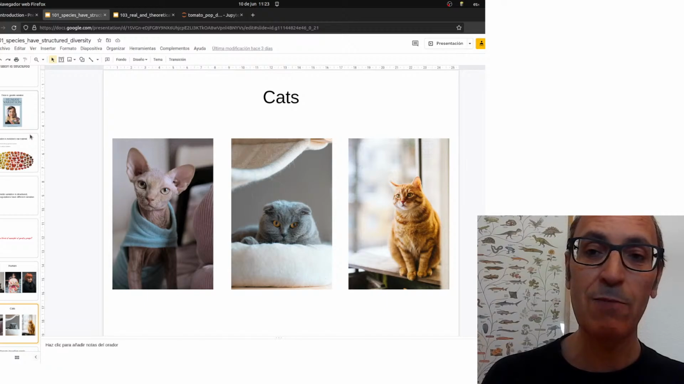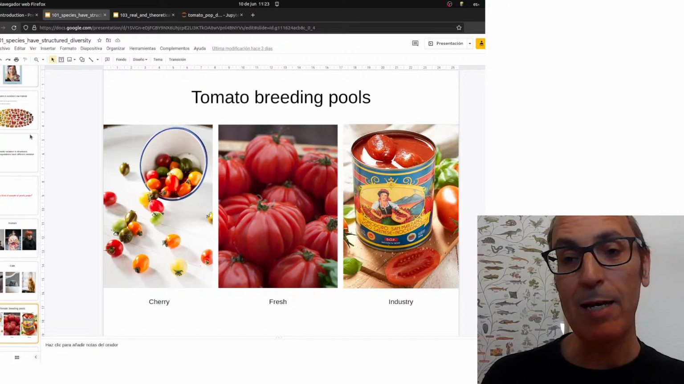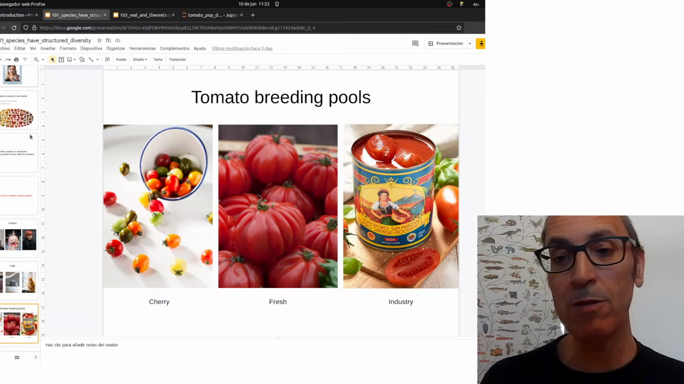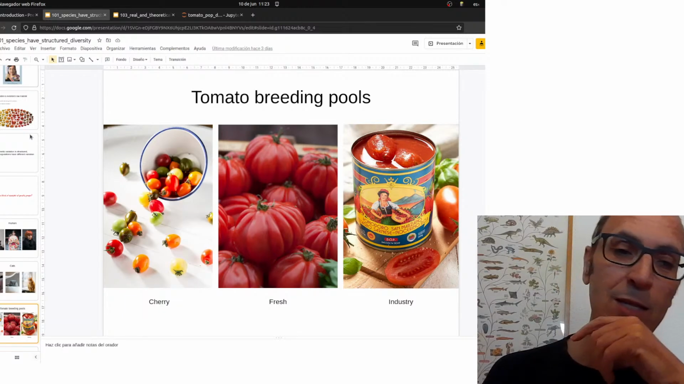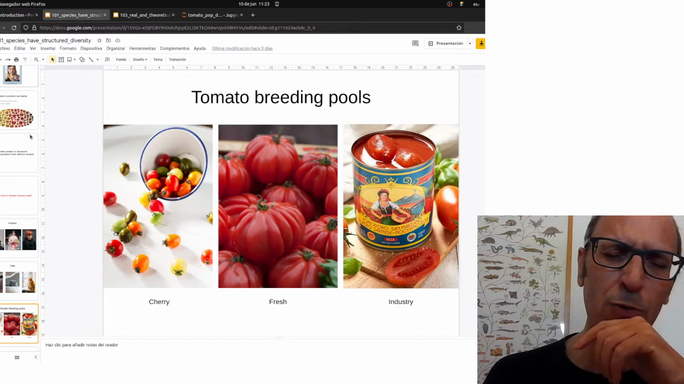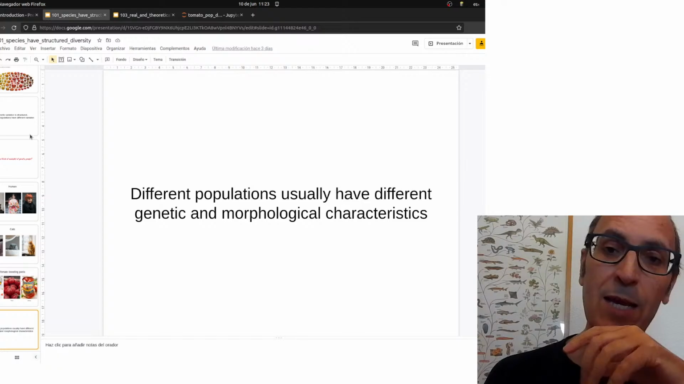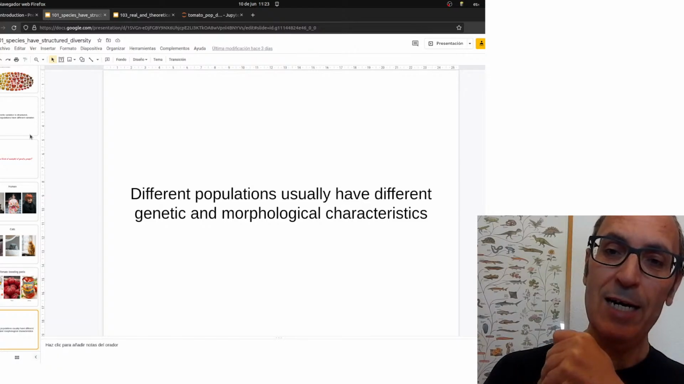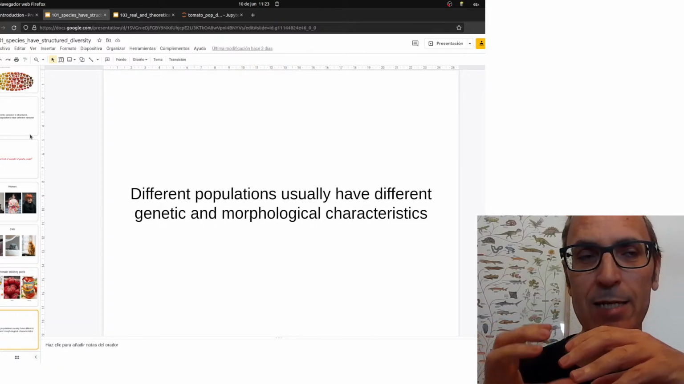Also, it's very common in any other species. For instance, if you think about cats, there are breeds in cats. If you think about breeding, usually we have different breeding pools. For instance, in tomato, we have a fresh tomato and the industry tomato, but these are very different genetic pools. So this is usually what we find. Species have variation, and this variation is distributed unevenly. And now what we can do is to create populations to study this structure.